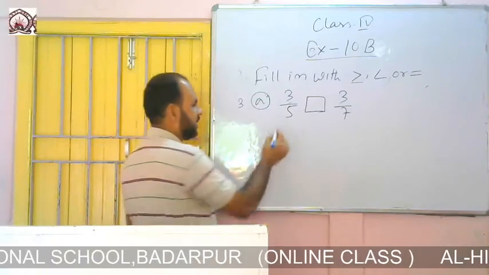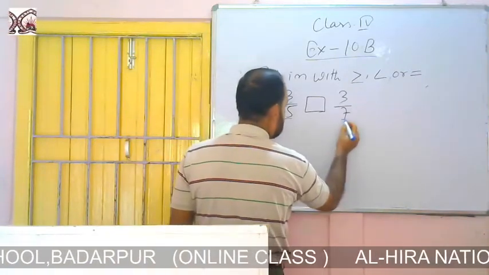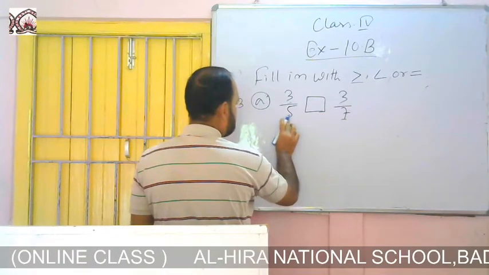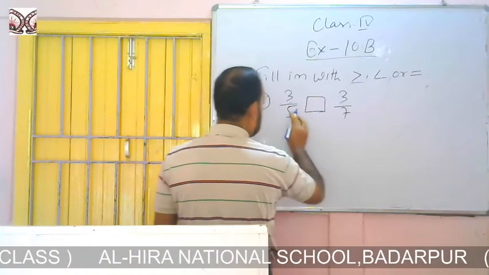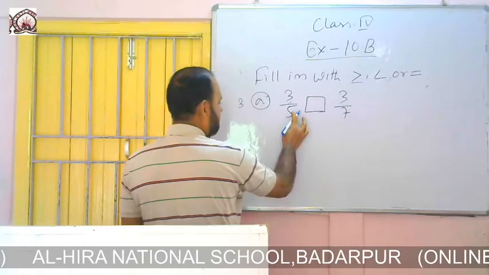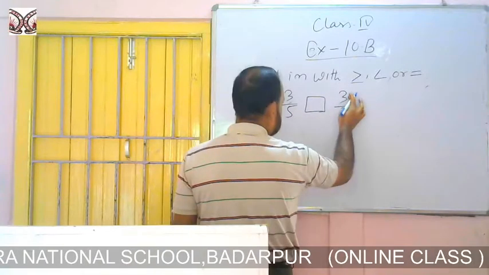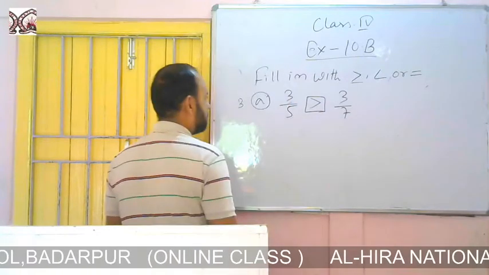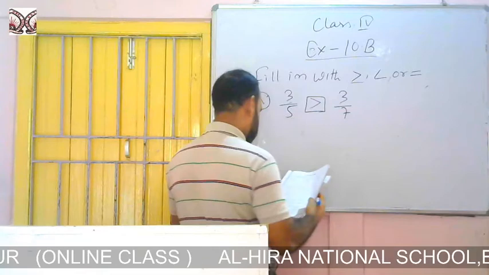So here we see 5 and here 7. So 5 is the smallest. So 3 by 5 is greater than 3 by 7, or 3 by 5 is more than 3 by 7.